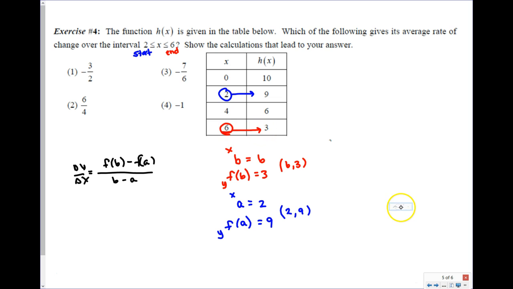And now all we have to do is plug these into my formula. The change in y over change in x. Instead of f of b, what am I going to put? I'm going to put 3.